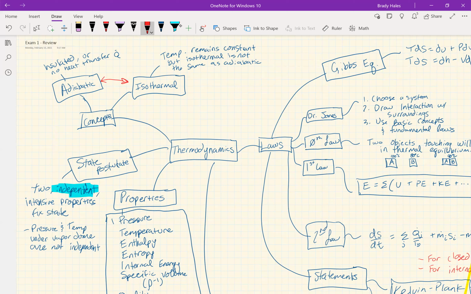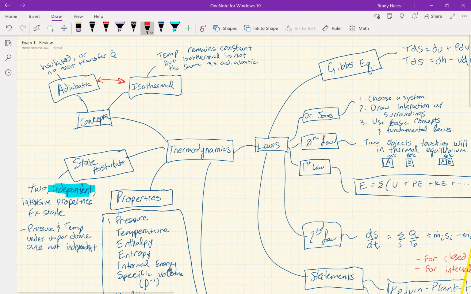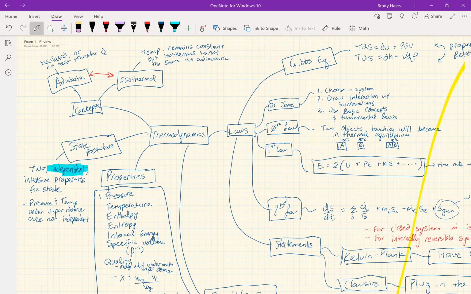not the same thing. Adiabatic is no heat transfer. An isothermal case could be no heat transfer. It could be adiabatic, but it is not definite that it is adiabatic. Okay.